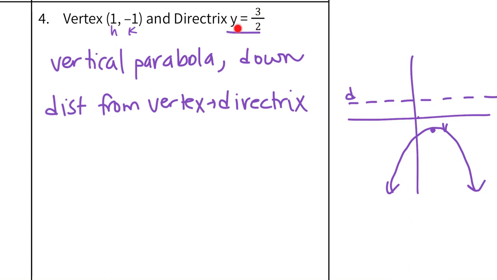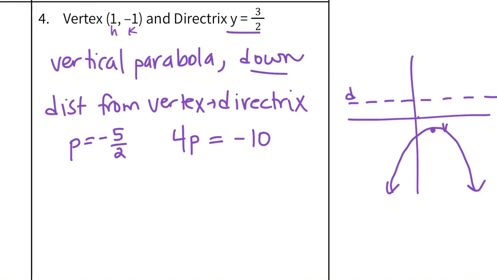Okay, so this is a y value. So we're only really going to look at the y. So how much would it take to get from -1 to +3/2? So it is going to be a fraction. This is going to be 5/2. P is 5/2. Or you can think of this as 2.5, but it has to be negative because we are opening down. P has to be negative. So I'm going to go ahead and calculate 4P because that's what we need for our equation. So that would be -10.